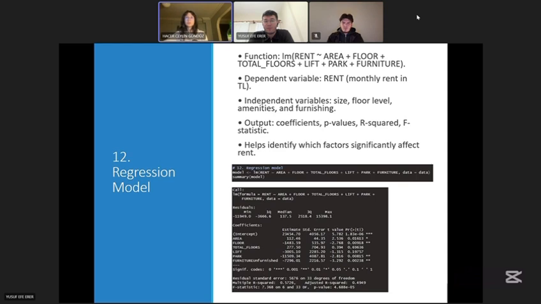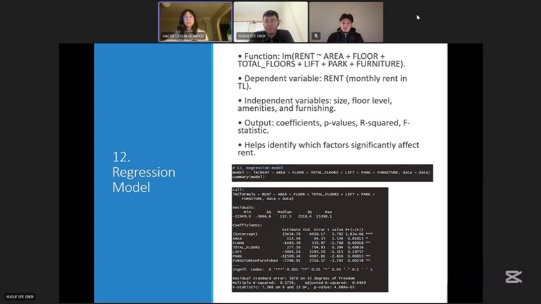We also conducted a one-way ANOVA to test whether the number of rooms significantly impacts rent. The p-value was 0.253, which is not significant. This suggests that room count does not have a meaningful effect on rent in our dataset.